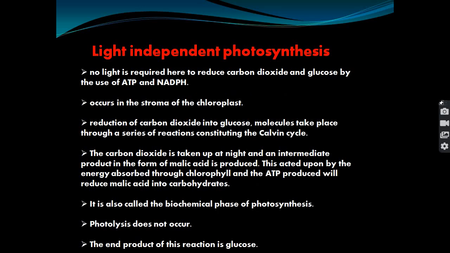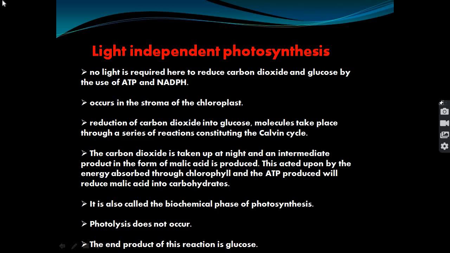Next, coming to light independent photosynthesis. As the name itself suggests, no light is required here to reduce carbon dioxide to glucose by the use of ATP and NADPH. So where does this light independent photosynthesis occur? It mainly occurs in the stroma of the chloroplast.